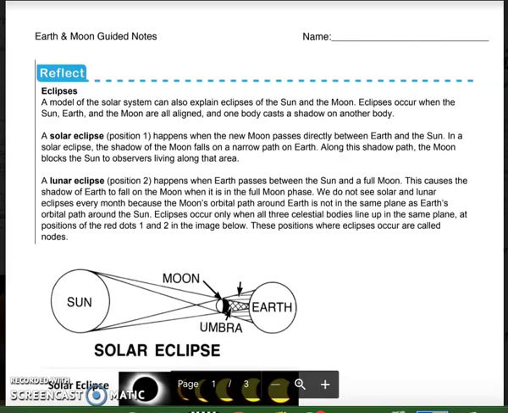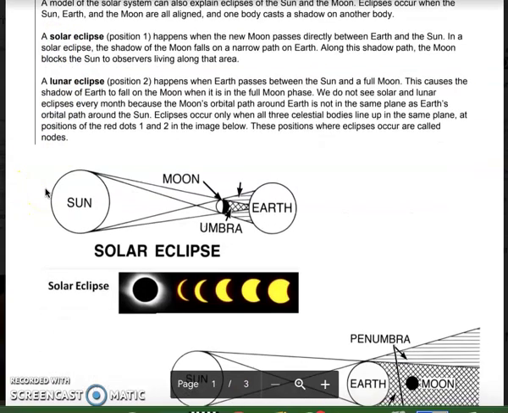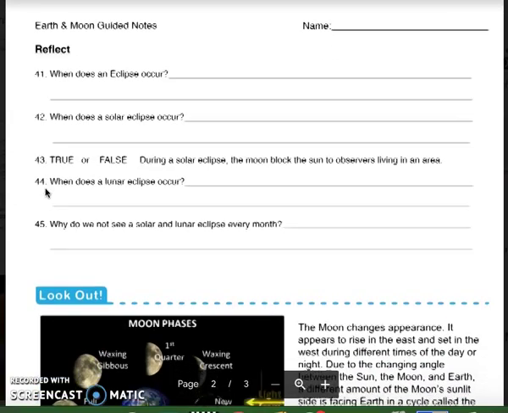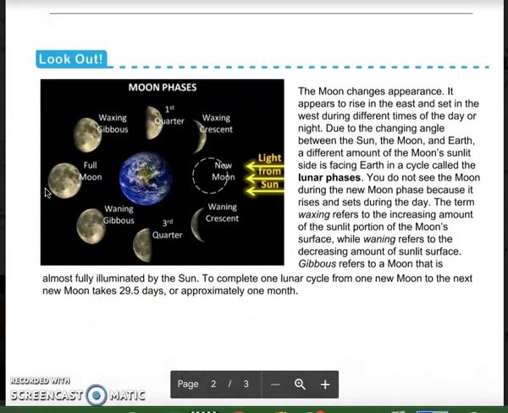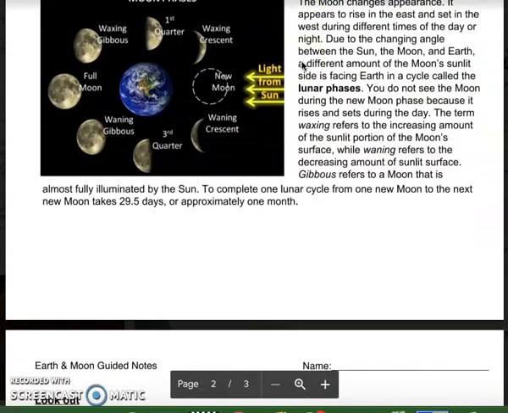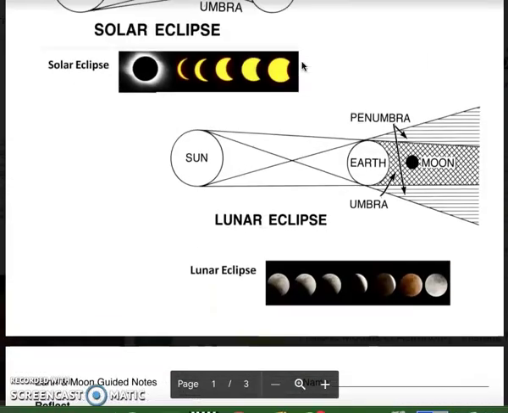We are going to restart numbering our paragraphs just because this is a slightly different section, so it's easier to look at. Right here on this page where you see eclipses, this is paragraph 1. Solar eclipse, paragraph 2, lunar eclipse, paragraph 3. Move on down to where we're talking about the moon phases. This is going to be paragraph 4. So there's really only 4 paragraphs, okay?